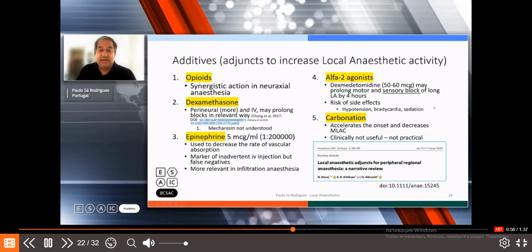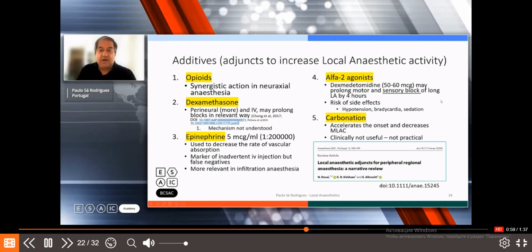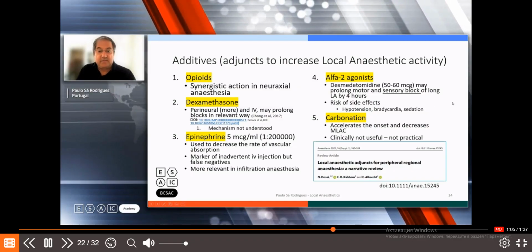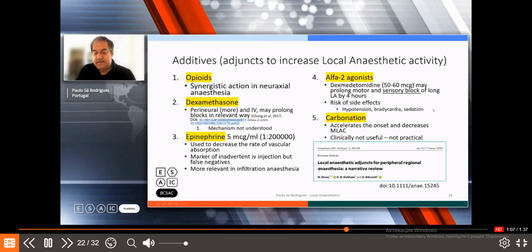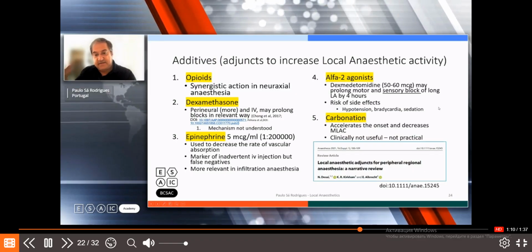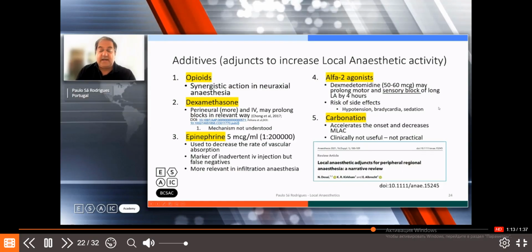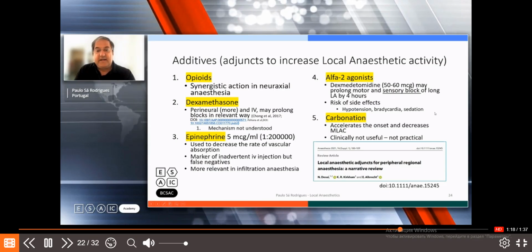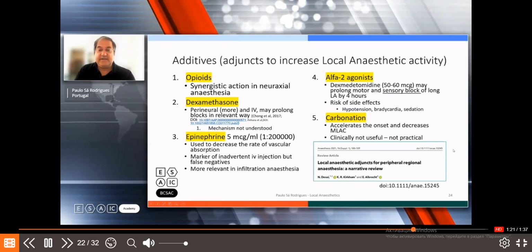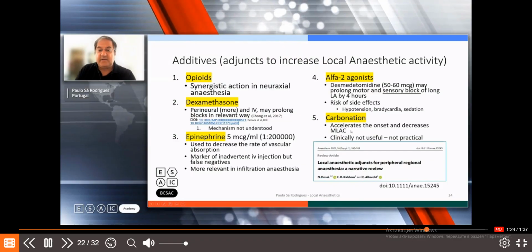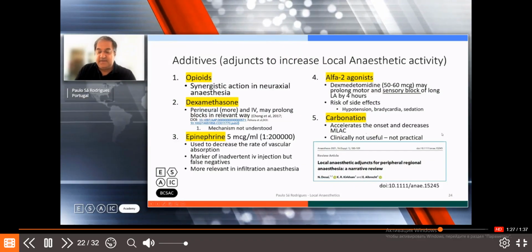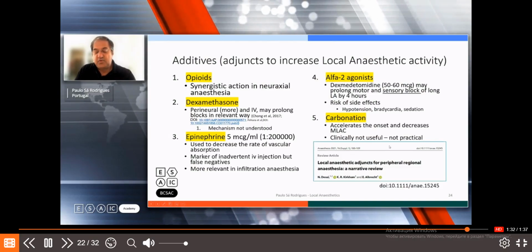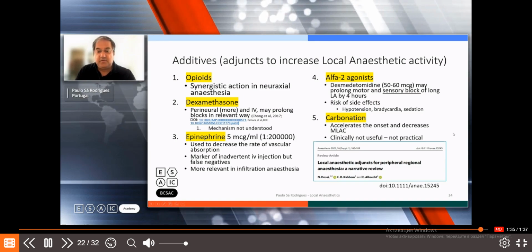And also the usage of alpha-2 agonists like dexmedetomidine may prolong motor and sensory block, and prolong local anesthetic effects for up to 4 hours with some risk of side effects. Finally, carbonation or alkalinization of the local anesthetic may accelerate the onset and decrease the MLAC, but in my clinical experience, it's not very useful, not practical to perform.